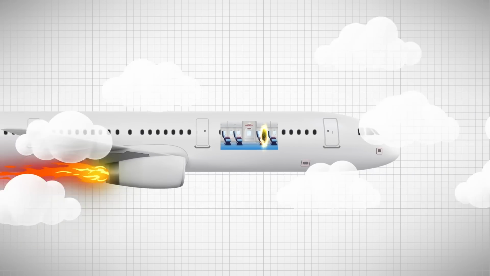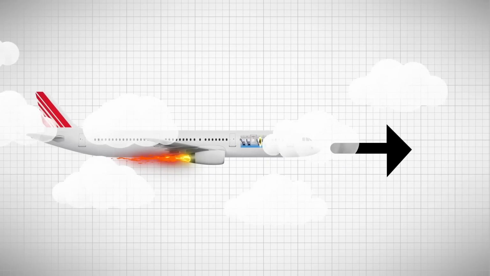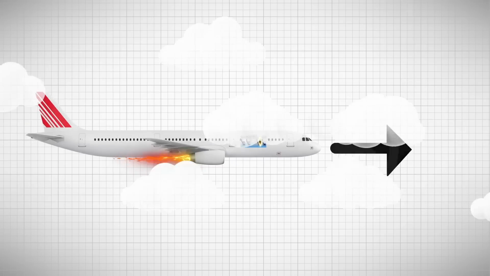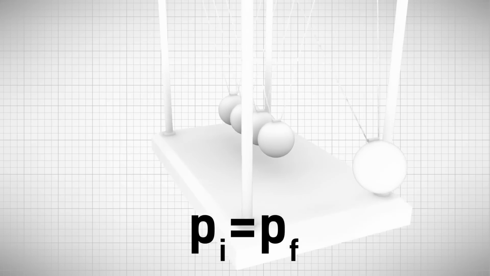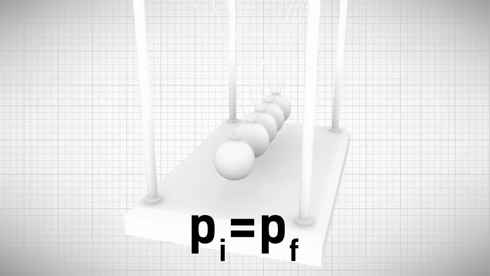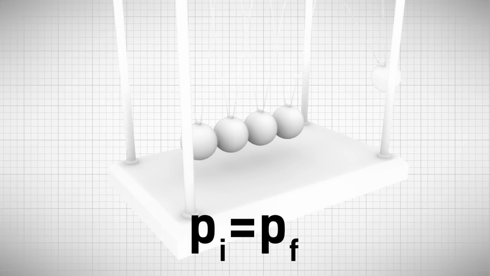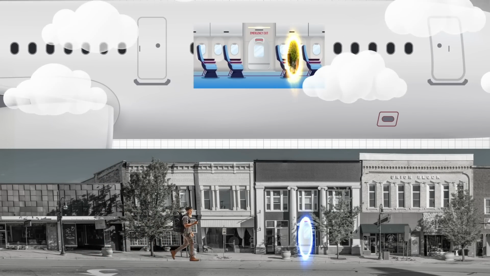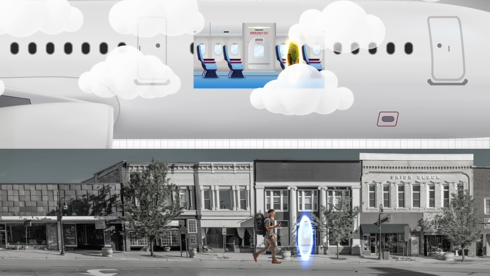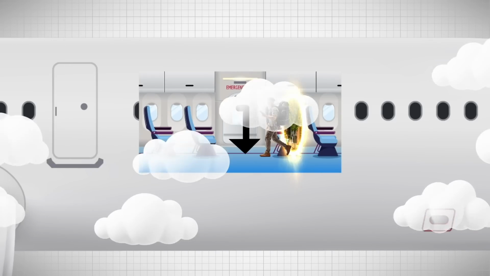When an object is moving, it's got a certain velocity, and you guessed it, momentum. This means, according to the law of conservation of momentum, the total momentum of a system stays the same unless an outside force comes into play. But what happens when we teleport a person into a moving car or plane?